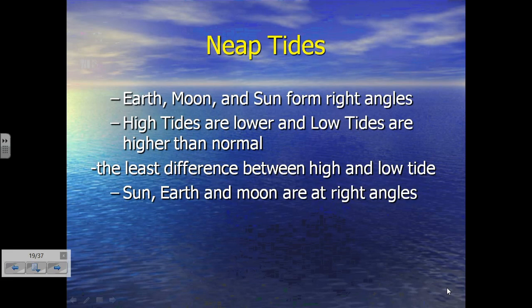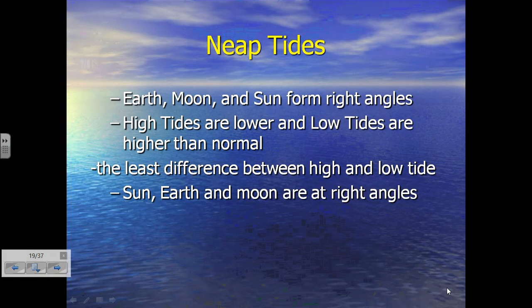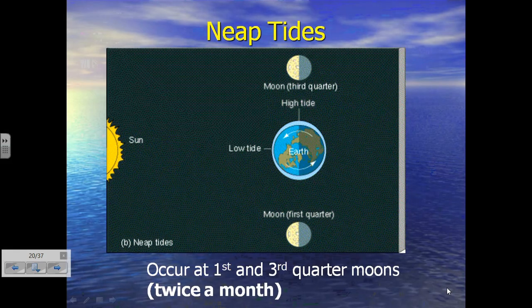And those occur when the earth, moon, and sun form right angles. That's right. During this phase, high tides are lower and low tides are higher than normal. This creates the least difference between high and low tide. To reiterate, the sun, earth, and moon form a right angle during the neap tide phase. And here's an image depicting these phases.